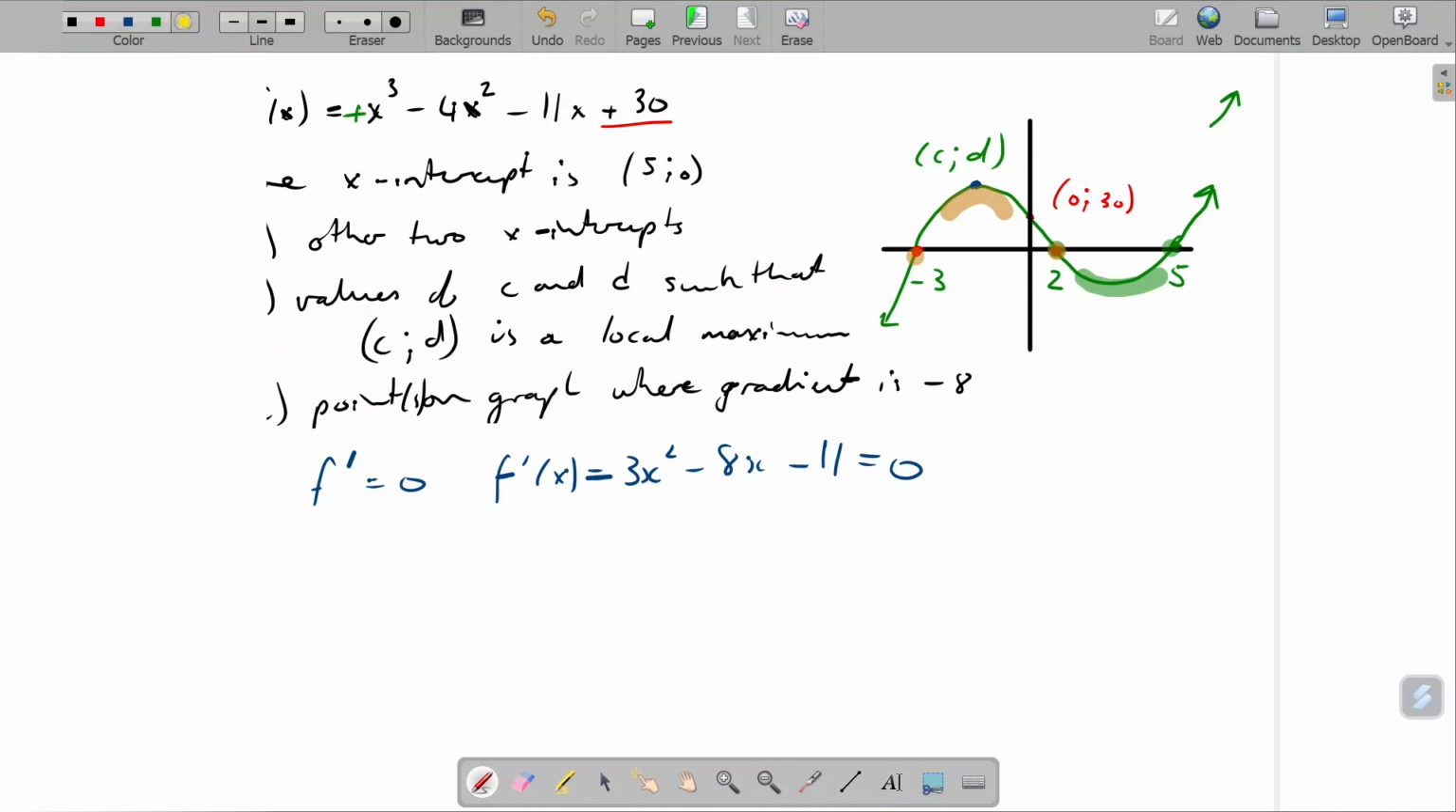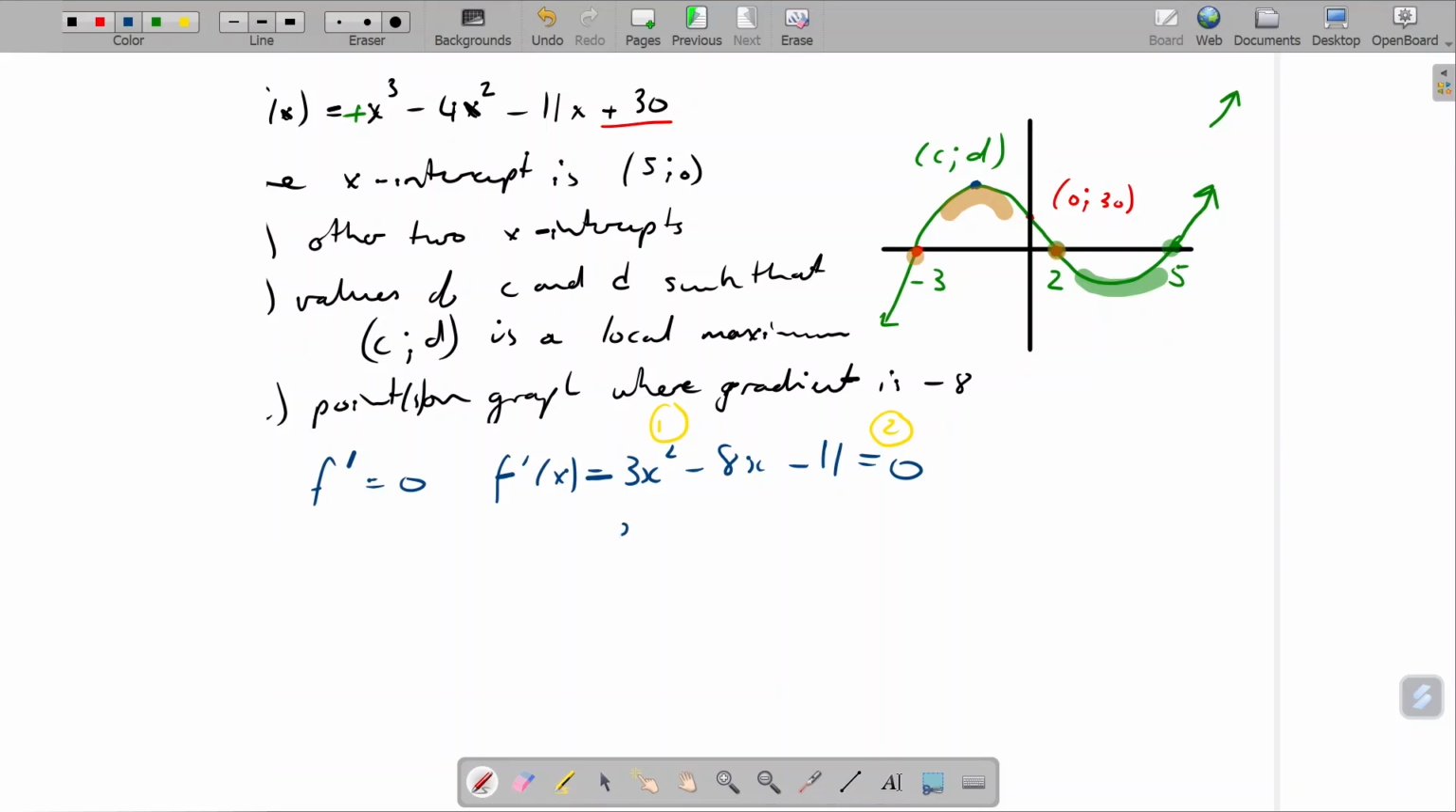Again, I said to you earlier, that's actually two steps. One is to find the derivative, and two is to make it equal to naught. Having done so, we need to factorize this. So we are going to get 3x and x. It would need to be 11 and 1. We would need to have minus 11 and plus 1 equals naught. As a result, x equals 11 over 3 and x equals minus 1.